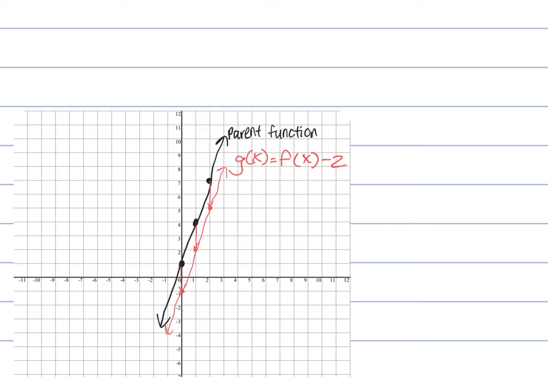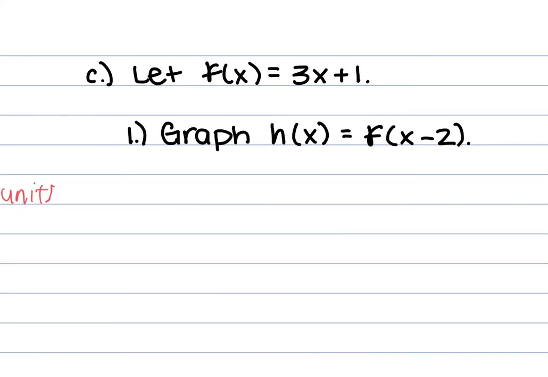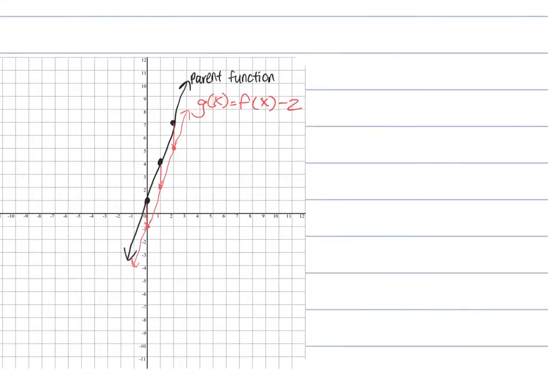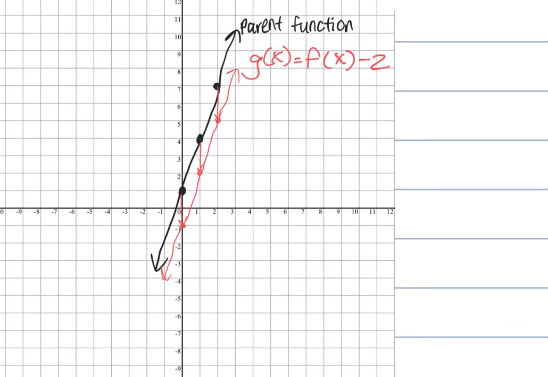Okay? All right, for the second one, parent function's the same. If you did, you would have gotten 2, 5, 1, 2, and 0, -1. And then these were 0, 1, 1, 4, and 2, 7.